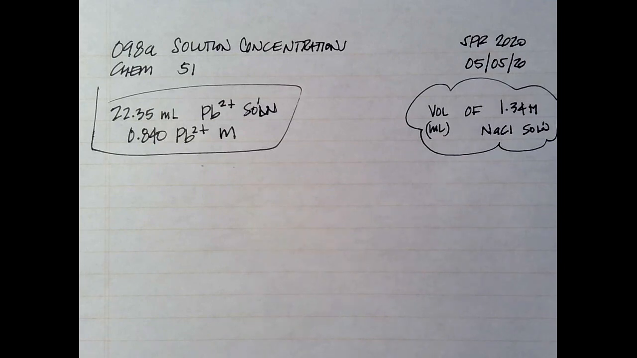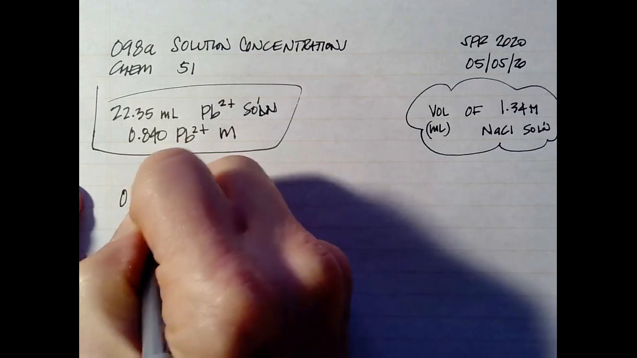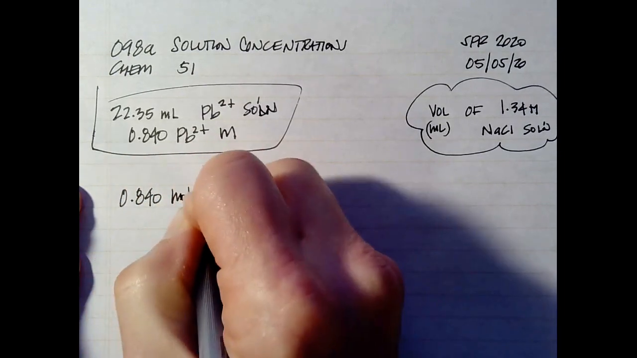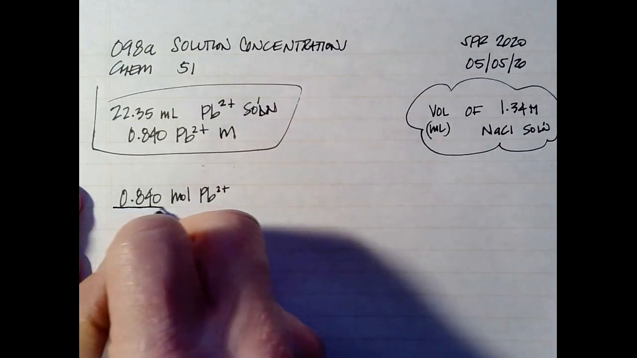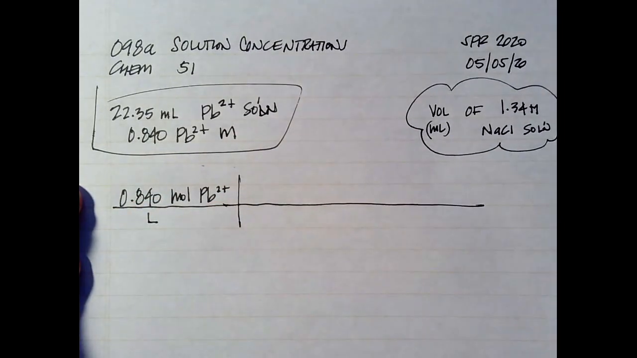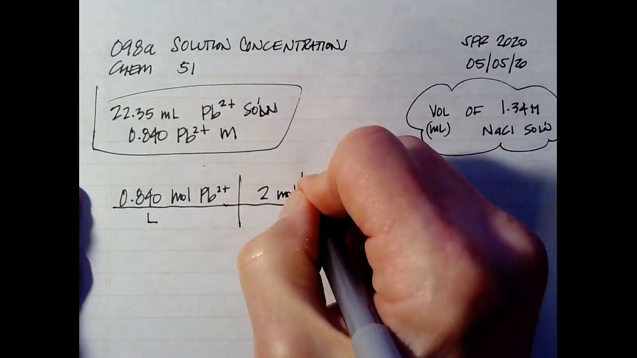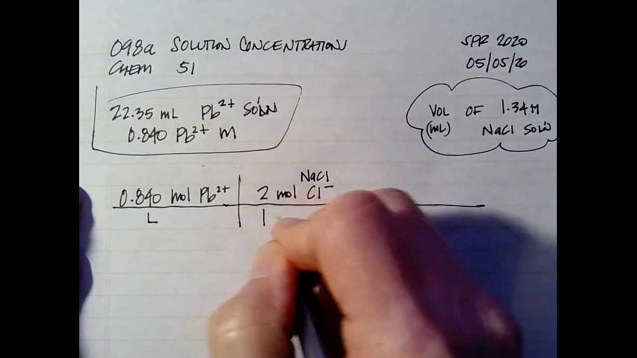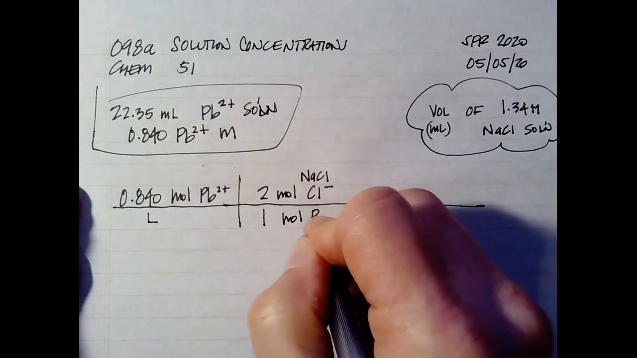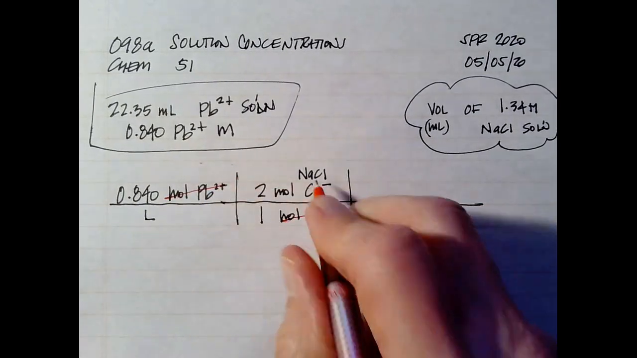Well, there's a number of ways to start. And I might say, well, what if I start with this? 0.840 moles of the lead 2 plus per liter of solution. I'm not writing the nitrate because it doesn't make any difference. And I start down this path, and I know one thing: it's 2 moles of Cl minus, or 2 moles of NaCl per 1 mole of the lead 2 plus. Now I'm at moles of NaCl.